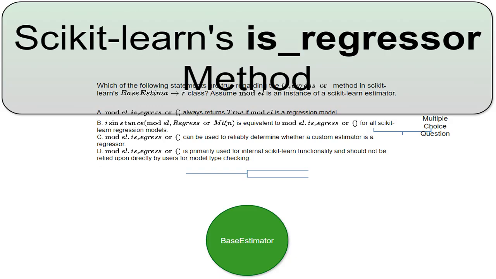It's a method within the BaseEstimator class, designed to check if an estimator is intended for regression tasks. It's important to remember that it's primarily an internal tool, not a foolproof way to verify a model's type from the outside. Think of it like a label on a box. It usually tells you what's inside, but sometimes it can be inaccurate or misleading.